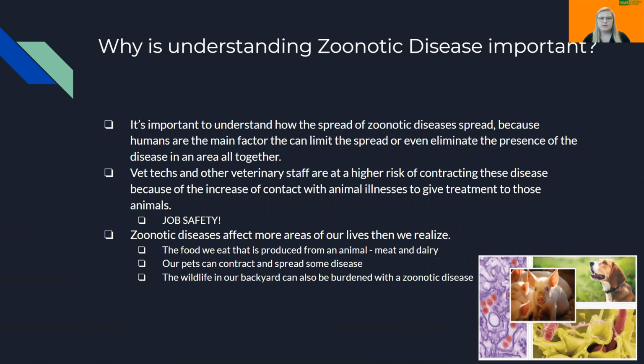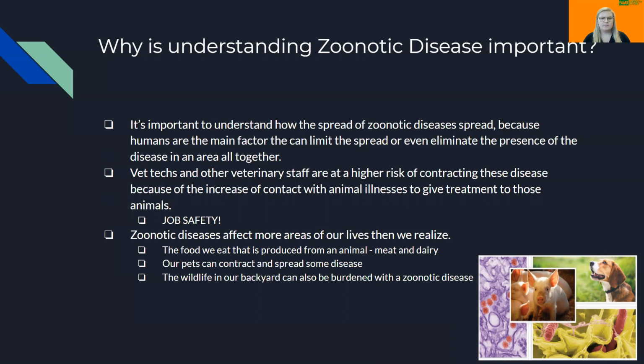Why is understanding zoonotic disease important? It's important to understand how zoonotic diseases are spread, because humans are the main factor that can limit the spread or even eliminate the presence of the disease in the area altogether. Vet techs and other veterinary staff are at a higher risk for contracting these diseases because of their increased contact with these ill animals to give treatment to those animals. Job safety is what it's all about. Making sure that we're safe in our jobs, that way we can continue to provide care for those animals.